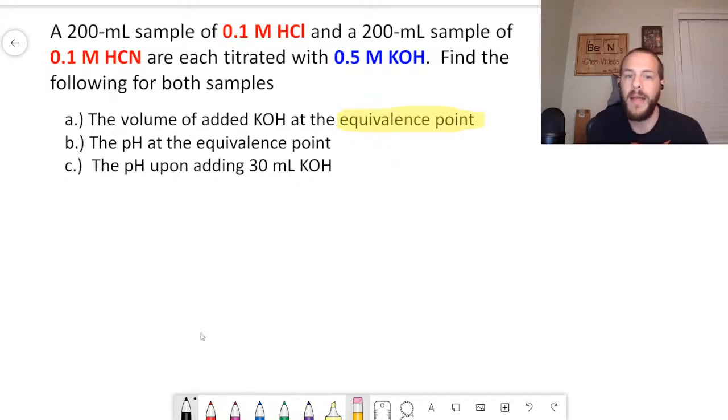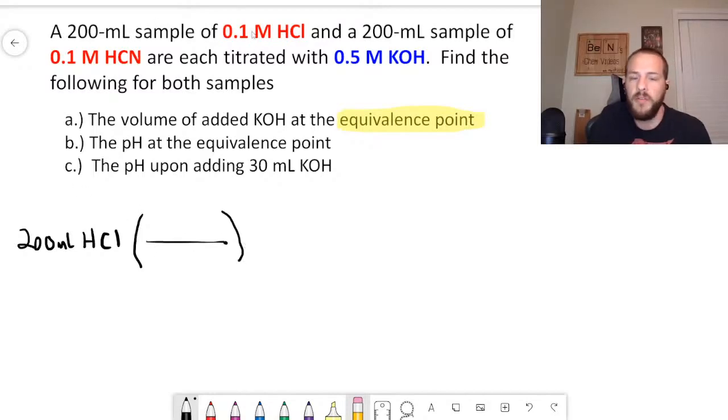Well, in order to do this, we're going to have to convert the concentrations and the volumes that we have of our acids into moles. Luckily, that's going to be easy because if we've done one, we've kind of done the other, because they're both the same concentration and the same volume. So let's just start with our HCl. Let's say we have 200 milliliters of HCl. That's just given by the problem.